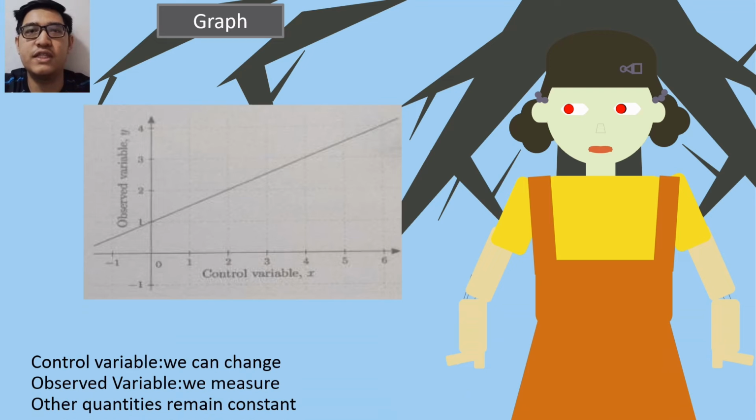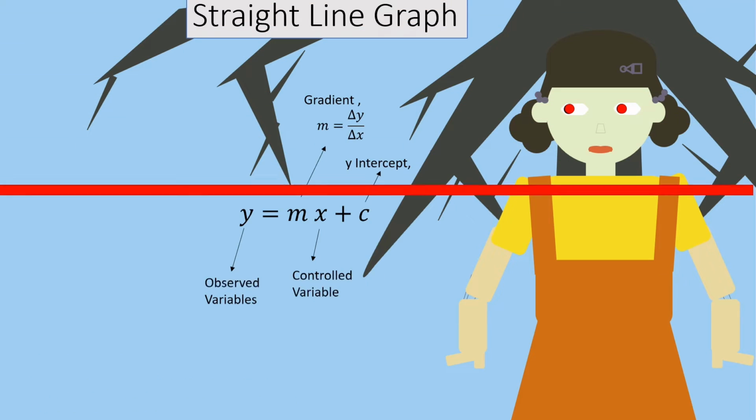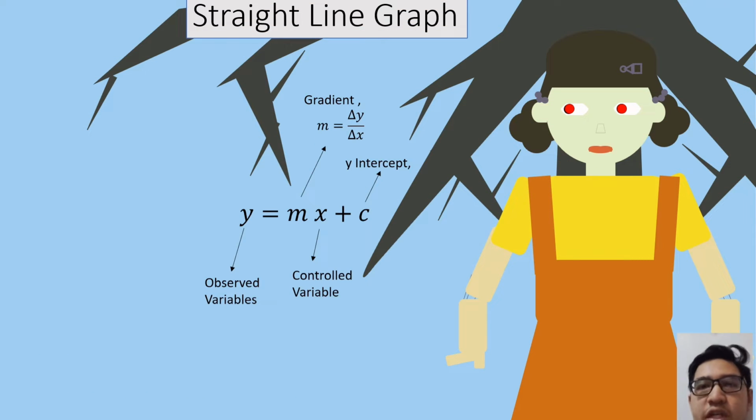For the graph, we use it to see clearly the trends and patterns that are present regarding the experiment. Each experiment will have a control variable that we can change, an observed variable which we measure, and all other quantities we try to keep constant. We plot the control variable along the x-axis and the observed variable along the y-axis, as shown in this slide. For the straight line, we usually use y equal to mx plus c.